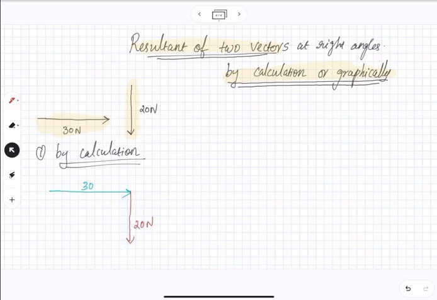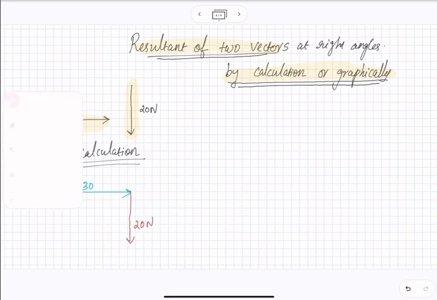Now we have redrawn these two vectors in such a way that the head is touching the tail of the other one, and we have followed the exact direction. 30 Newton is acting horizontally towards the right. 20 Newton is acting vertically downwards. Okay, now the resultant is nothing but the third side.